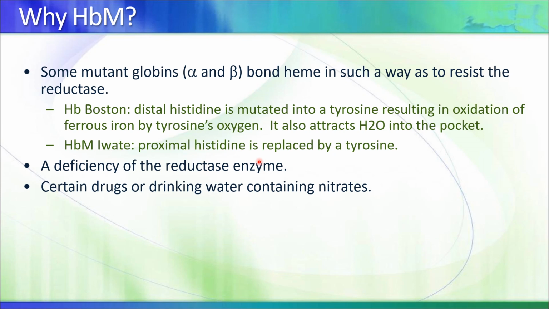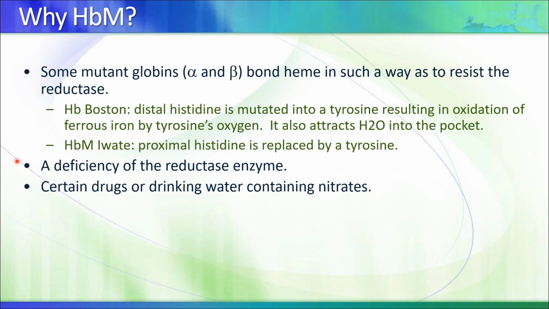Well, there are different types of mutations that can take place. So you can have mutations in the alpha chain or the beta chain. Examples include HB Boston. Now in this case, you have a mutation in the distal histidine. Okay, this is the histidine that stabilizes the oxygen binding to the heme molecule. It's mutated to a tyrosine. So what happens is that that would result in oxidation of iron from the ferrous to the ferric state. Okay, and it attracts water into the pocket.